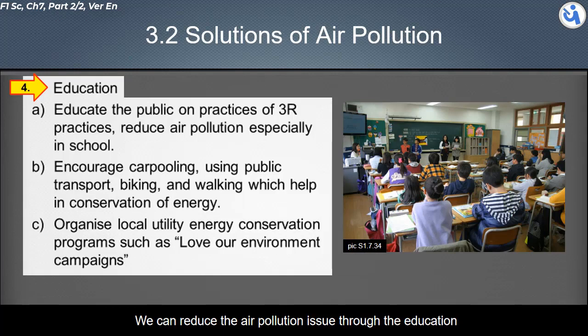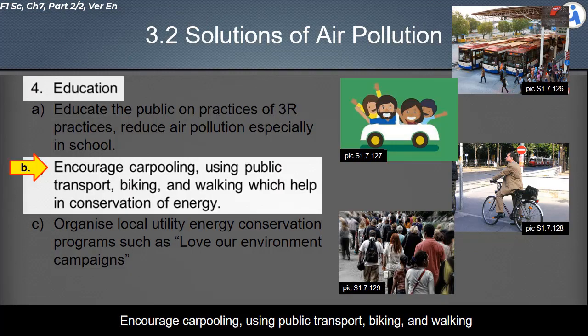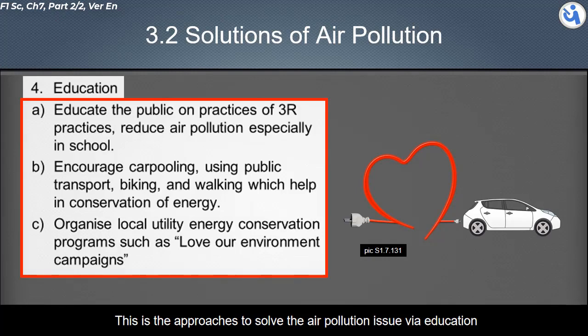We can reduce the air pollution issue through education. For example, educate the public on the practices of 3R to reduce air pollution, especially in school. Encourage carpooling, using public transport, biking, and walking, which help in conservation of energy. Organize local utility energy conservation programs, such as Love Our Environment campaigns. These are the approaches to solve the air pollution issue via education.